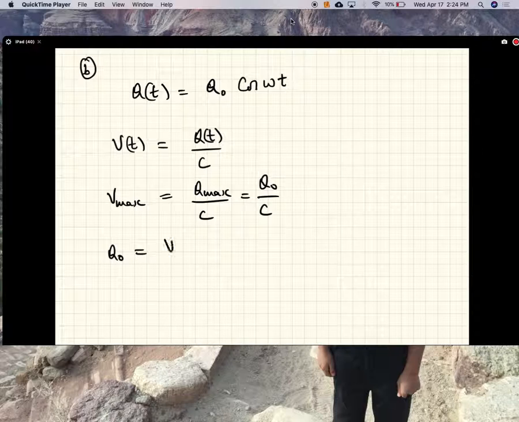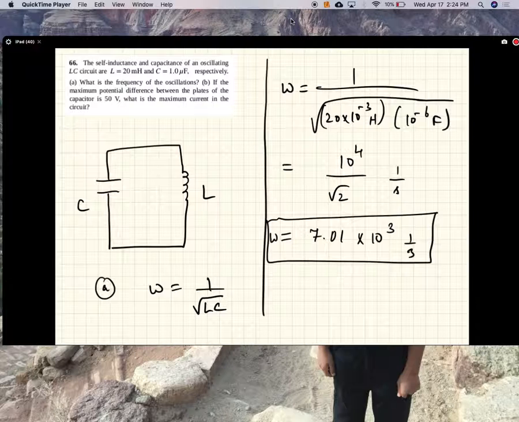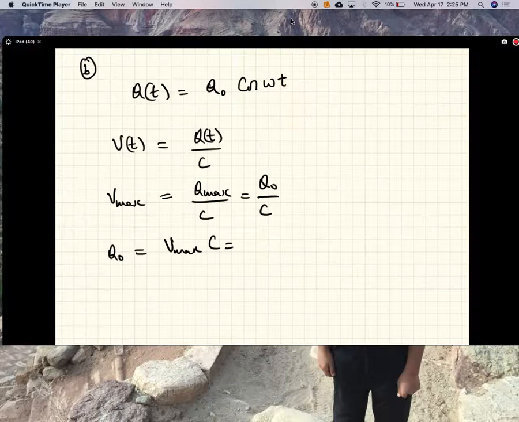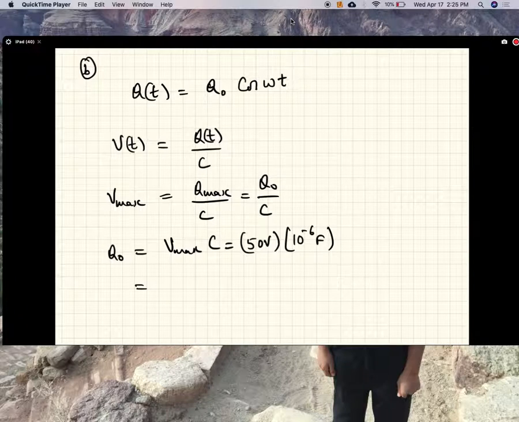Q naught is V max times C, and they give you that to be 50 volts. So you can see that the maximum potential difference between the plates of the capacitor is 50 volts, and it's 1 microfarad. So 50 microcoulombs is the maximum, is Q naught.